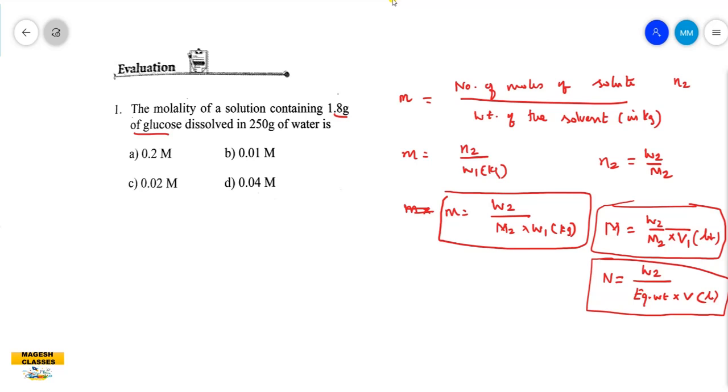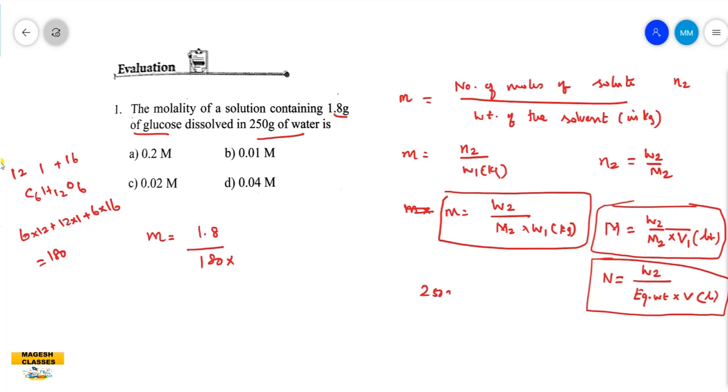Here, what is molality? m is equal to W2, the weight of the solute, 1.8, divided by M2. M2 is the molecular mass of glucose. The glucose formula is C6H12O6, carbon 12, hydrogen 1, oxygen atomic mass 16. So 6 into 12 plus 12 into 1 plus 6 into 16, it is 180. So the molecular mass of the glucose is 180, into 250 gram of water.